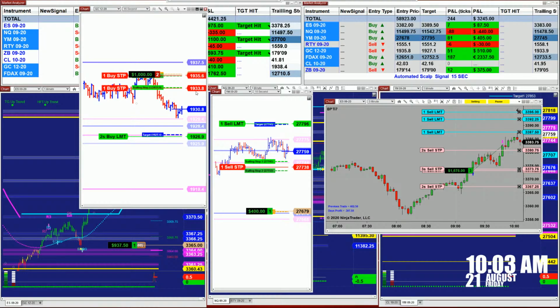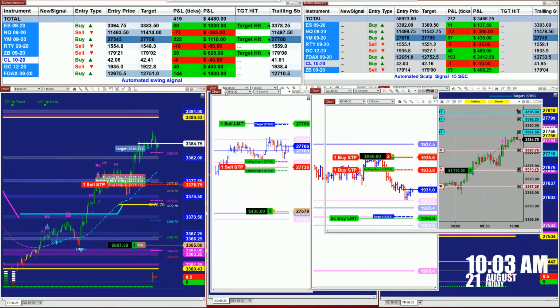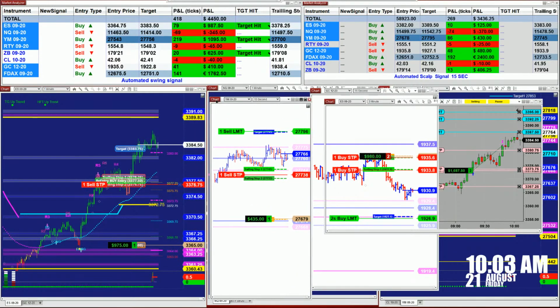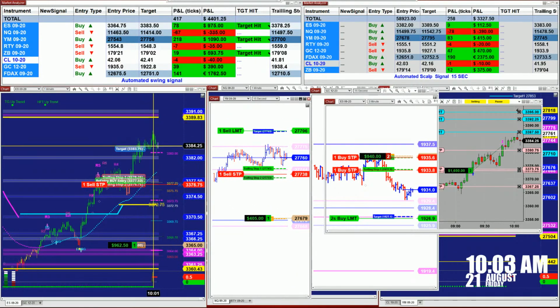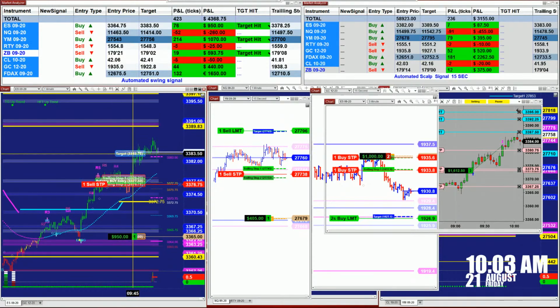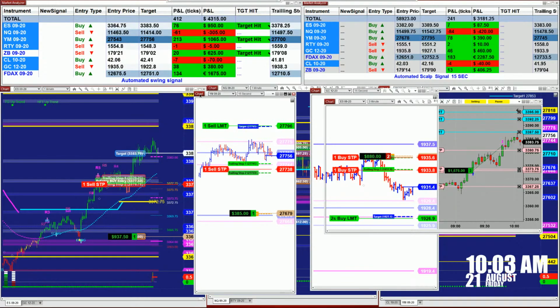So let's see if this trade is going to go through. And we have the ES hit the target as the system estimated, and I'm expecting the ES going before 12 o'clock to the 33.90 at the moment, the target.